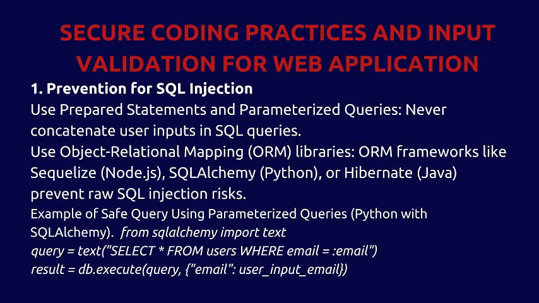Use ORM, which is Object Relational Mapping libraries. ORM frameworks like Sequelize for Node.js, SQLAlchemy for Python, or Hibernate for Java. This prevents SQL injection risk. Example of a safe query using parameterized queries, that is Python with SQLAlchemy. That is the line of code below.